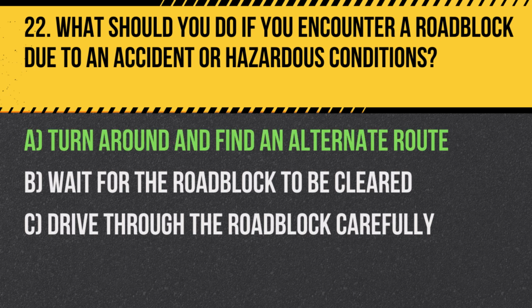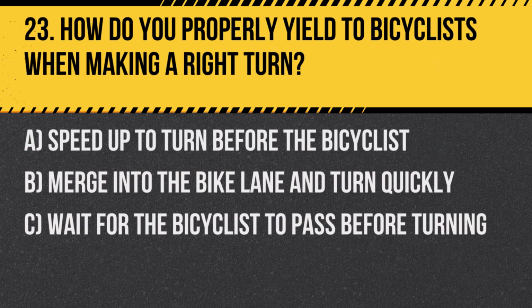Answer. A. Turn around and find an alternate route. Safety requires avoiding roadblocks. Question 23. How do you properly yield to bicyclists when making a right turn?